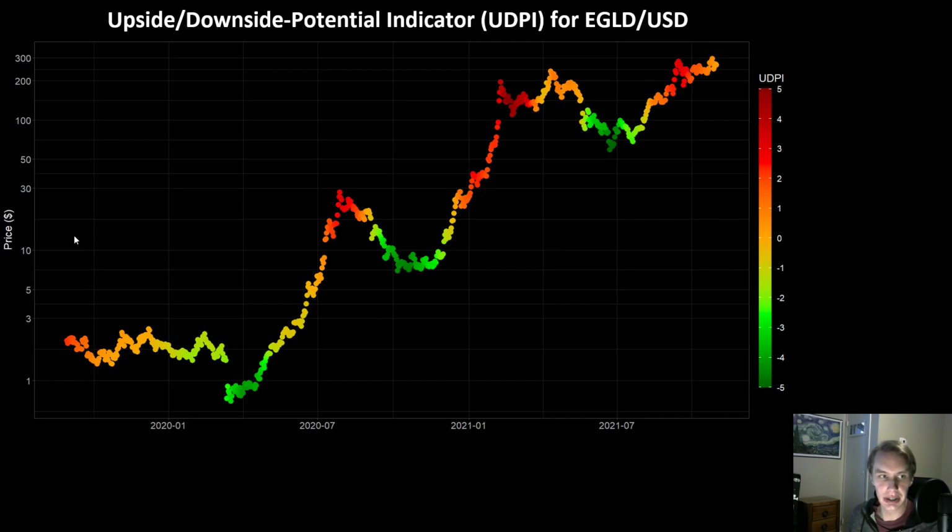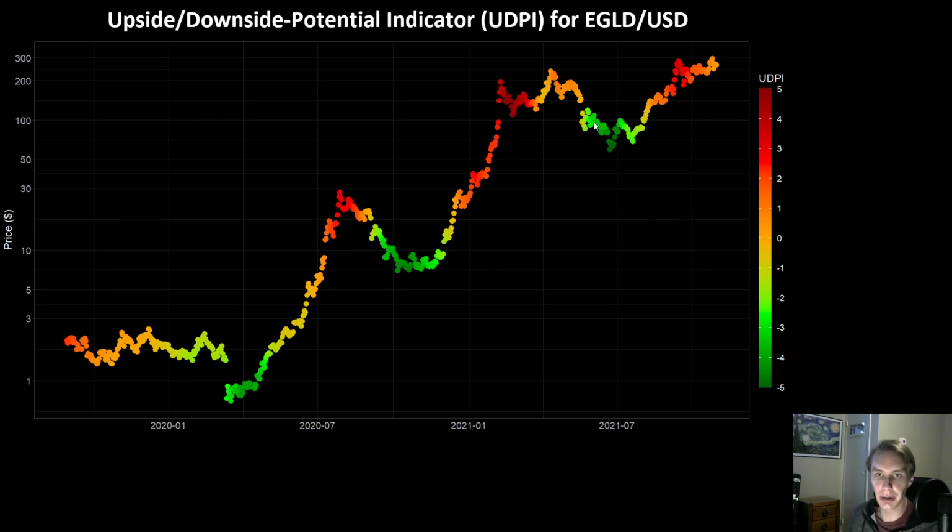I should note here that I've plotted price in logarithmic form, so just make note of that. But what we can see is that when we look at the price of EGLD across time, the UDPI has done a pretty great job of calling these bottoms, these low risk zones, where historically it's been a great time to be acquiring EGLD, as well as these high risk zones, these red zones, where historically it's been a good time to be selling EGLD.